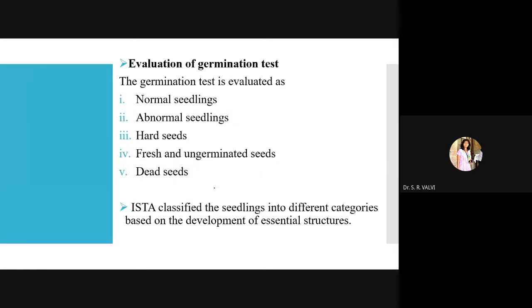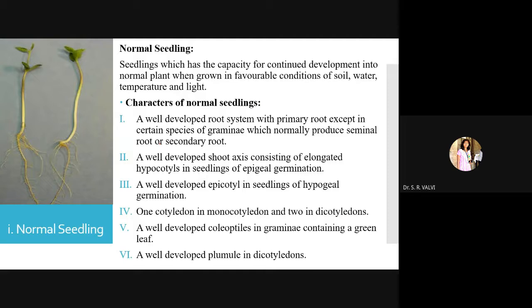Now next is evaluation of germination test. Now see, the germination test is evaluated in 5 different ways. The first one is the evaluation of germination test of normal seedlings, abnormal seedlings, hard seeds, fresh ungerminated seeds, and dead seeds. ISTA classified the seedlings into different categories based on the development of essential structures. So based on the development of structures, ISTA has categorized these 5 categories. One by one we have to look at all the categories of these germination tests. So I'm going to start with the first, normal seedling.